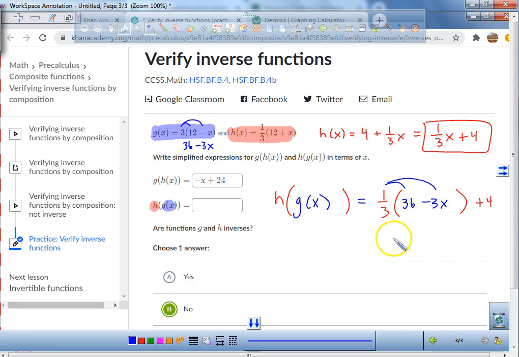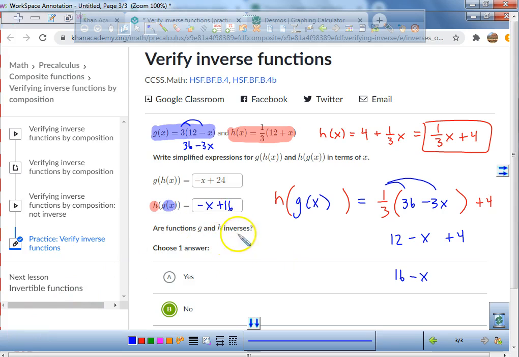What's a third of 36? 12. What's a third of negative 3x? Minus an x. So now I've got 12 plus 4, which is 16, 16 minus x. So I know I can put negative x plus 16, and that's going to be my simplified expression for h of g of x. So here's my simplified expression.